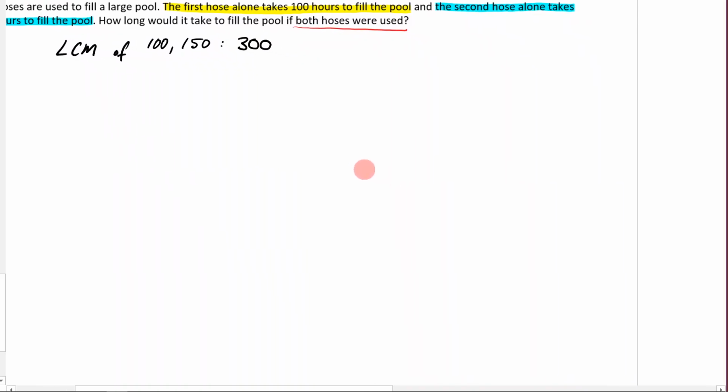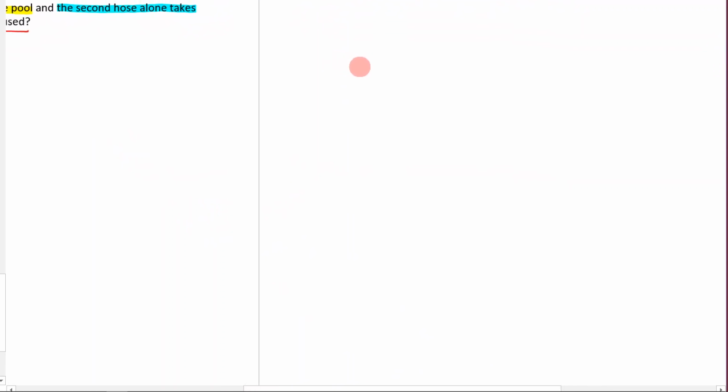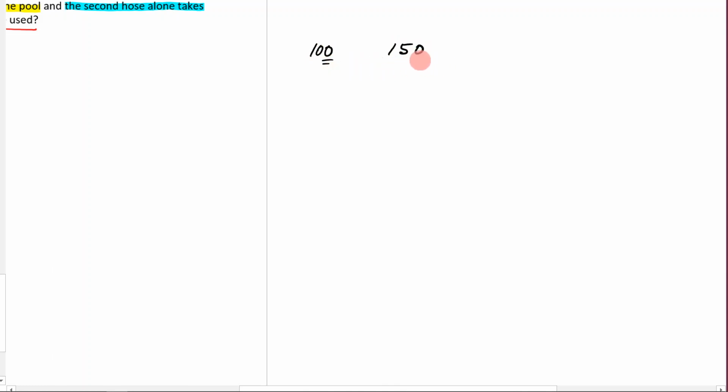But if you were struggling with this, you could just come over to the side here and do a bit of working out. So I would write down 100, I would write down 150. I would notice that both of them have zeros on the end, so I would just take those off and add a zero on at the end. Then I would do a bit of prime factorization here. And then I'm going to take all my different primes, times them together, and when they are in common, take the highest power.